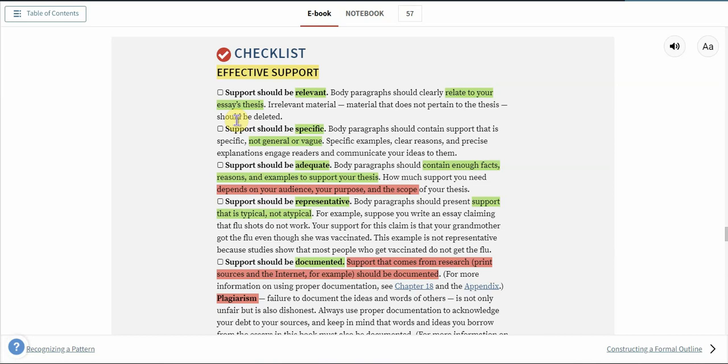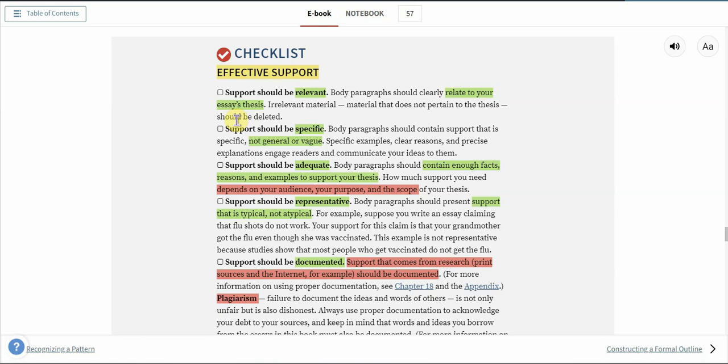Your support should be adequate. That means that you've given us enough information that you've thoroughly proved it, right? Sometimes people will just give us a little bit, but that's not proven it beyond a shadow of a doubt, right? And so here again, how do you know how much support you need? Well, that really depends on the context of your essay. Who is your audience? What is your purpose? What is the scope of your thesis, right? So there's no one set answer to that. It really just all depends, right?